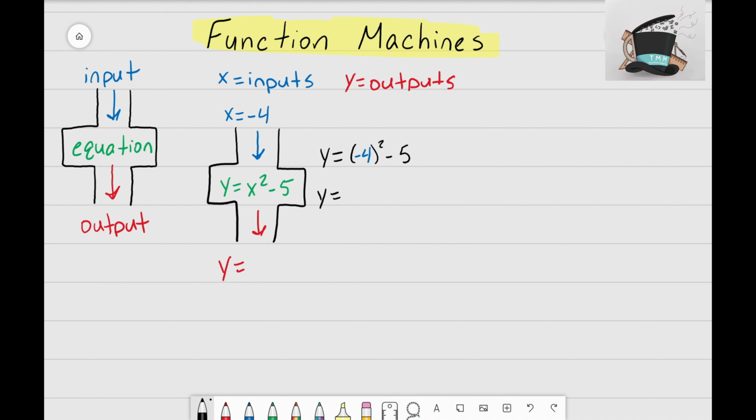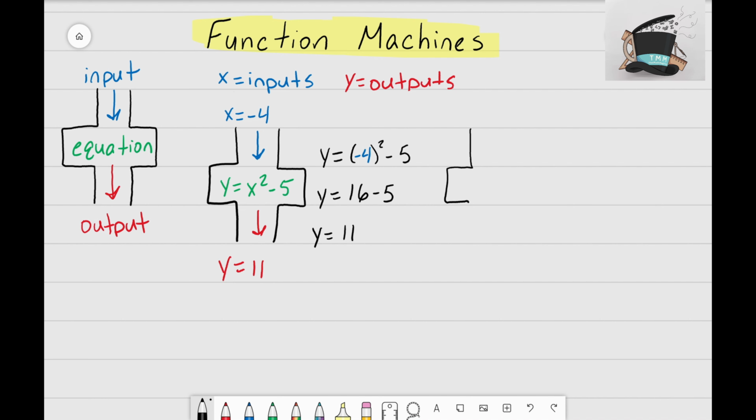Y equals negative 4 squared, which is the same thing as negative 4 times negative 4, which makes positive 16. And I still bring down my minus 5, and 16 minus 5 gives me 11. So my output for this problem is y equals 11. All right, let's look at another example.